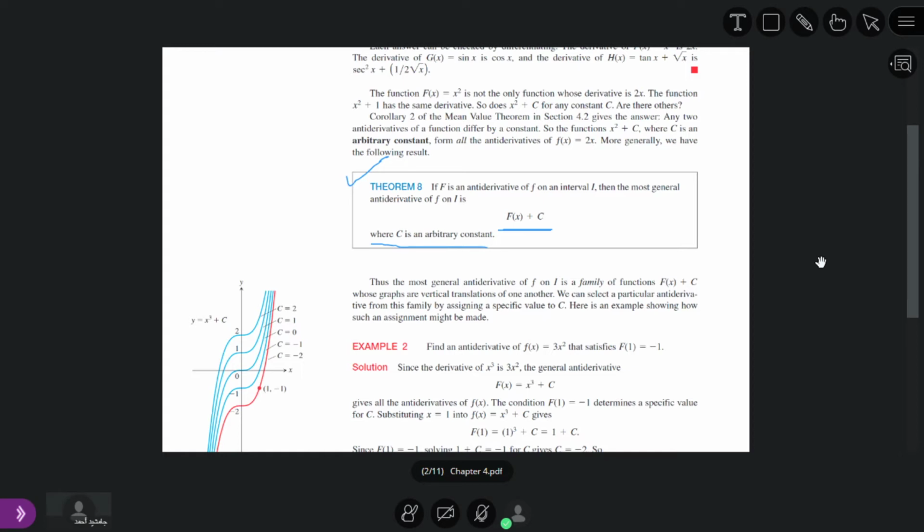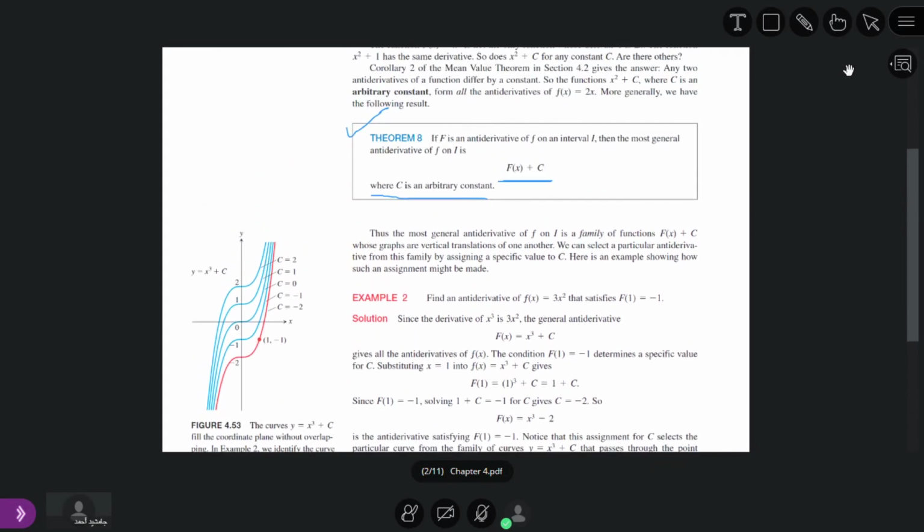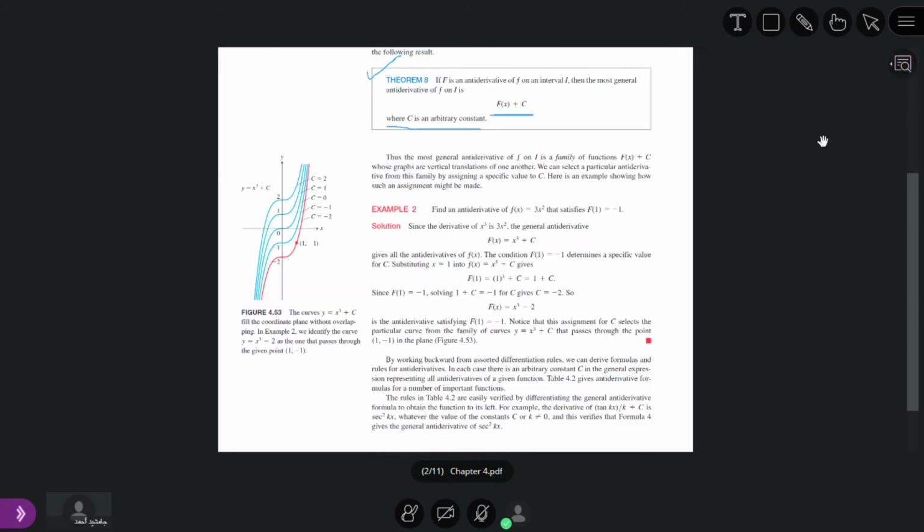This constant can be 0, this constant can be negative, this constant can be positive. So for the antiderivative, we must add some constant. It is necessary to add some constant. I will revise this again. If F is an antiderivative of f on an interval I, then the most general antiderivative of f on I is capital F of x plus some constant, where C is an arbitrary constant.